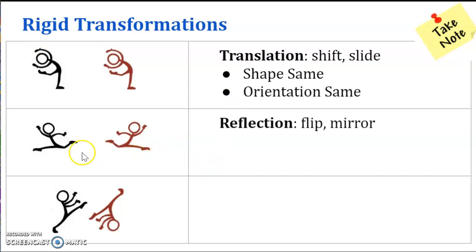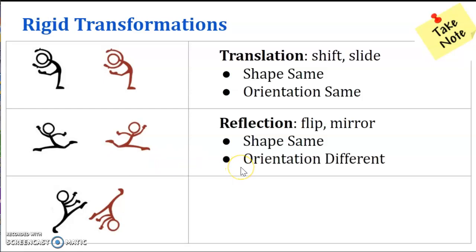What about reflection? It is what we call a flip or mirror image. It's as if there is a mirror right in the middle here and we're flipping it. So what happens with reflection? The shape is the same, but the orientation is different. Here it looks like the guy is jumping towards the left. Here it looks like the guy is jumping towards the right.